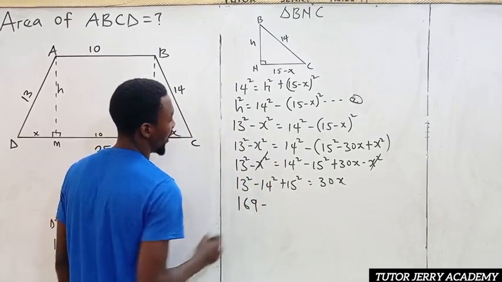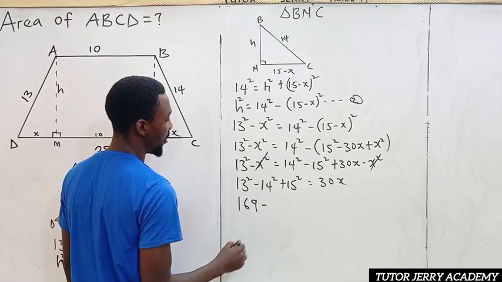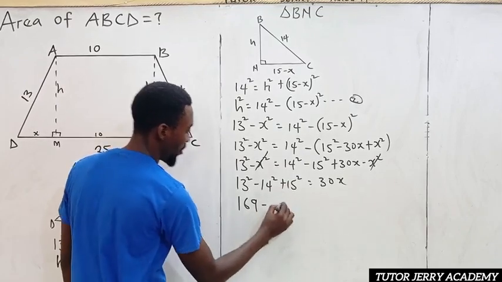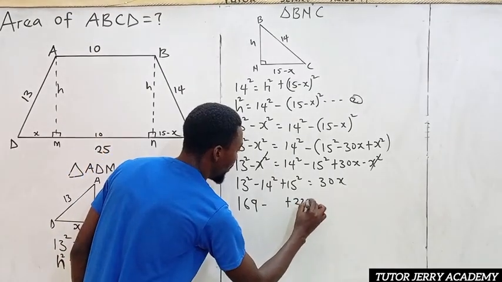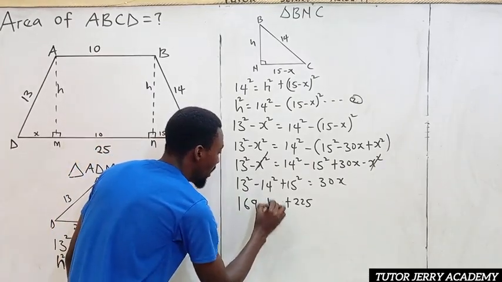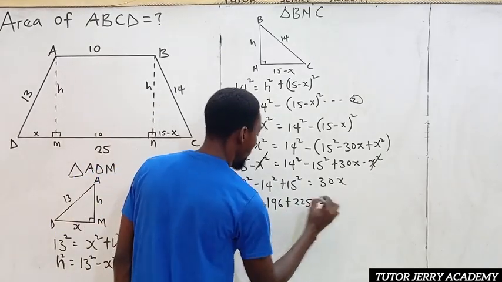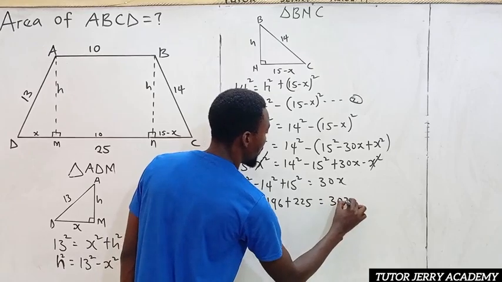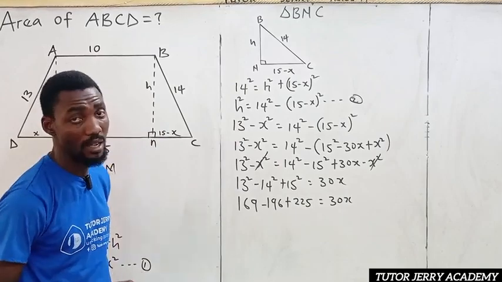All right. So 13² is 169. And 15² is 225. And 14² is 196. So now 169 − 196 + 225 equals 30s.